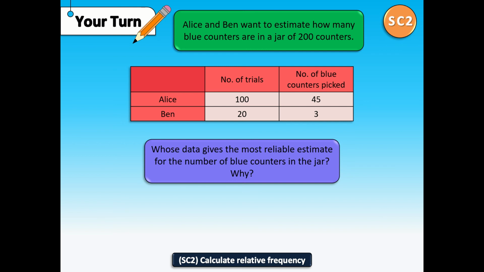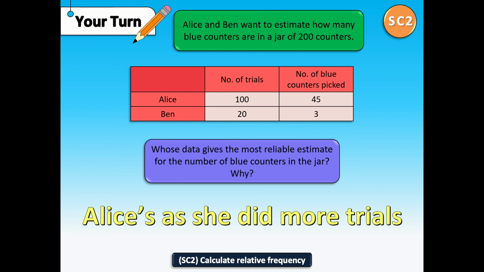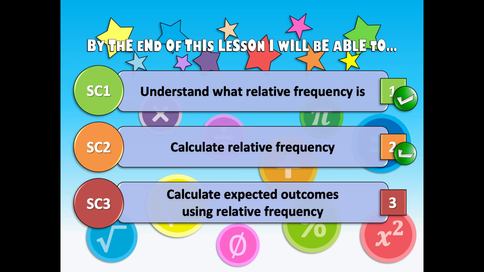So whose data gives the most reliable estimate for the number of blue counters in the jar and why? And the answer is simply Alice, as she did more trials. So now we've completed success criteria 2.